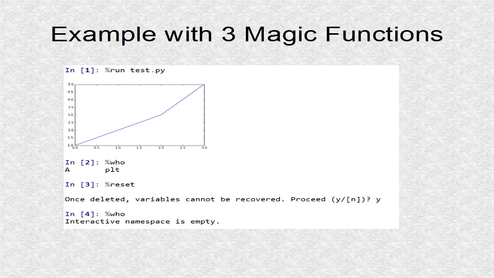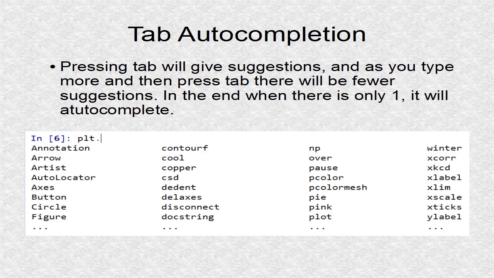We can use %who to see what are the variables in memory. Next, we will use %reset to clear all the variables. So now %who will indicate there is nothing in memory. A very useful feature is tab auto-completion. Pressing tab after typing something will give suggestions.